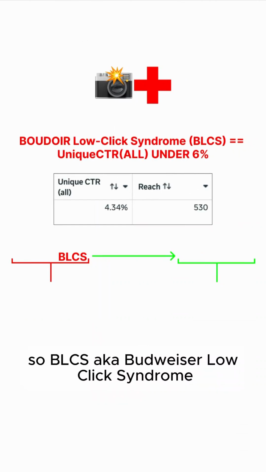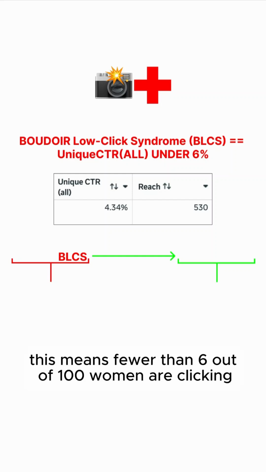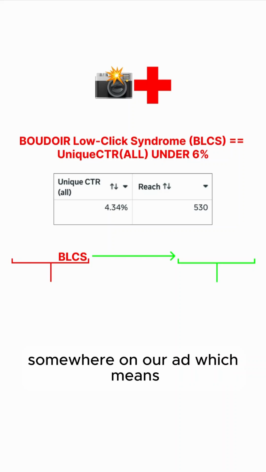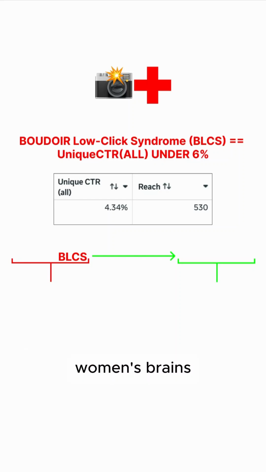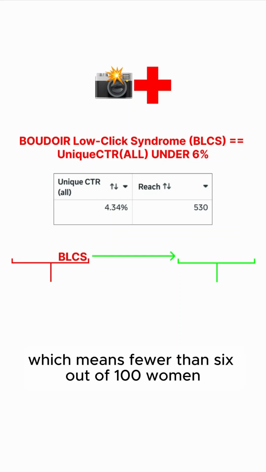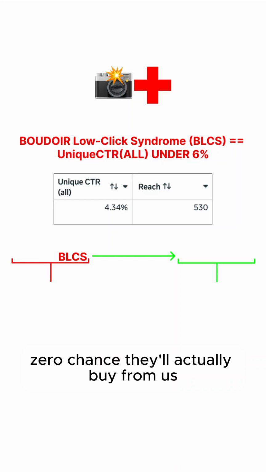So, BLCS, aka Boudoir low click syndrome, is when the unique CTR of our Boudoir Facebook ad is under 6%. This means fewer than 6 out of 100 women are clicking somewhere on our ad, which means our ad is getting into fewer than 6 out of 100 women's brains, which means fewer than 6 out of 100 women that we're paying to reach have even a non-zero chance they'll actually buy from us.